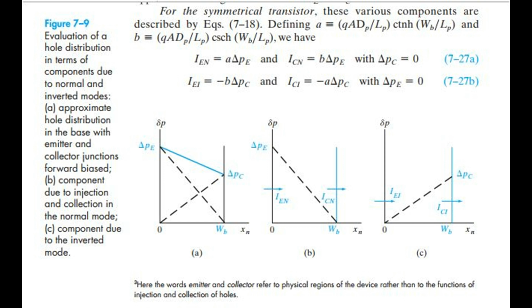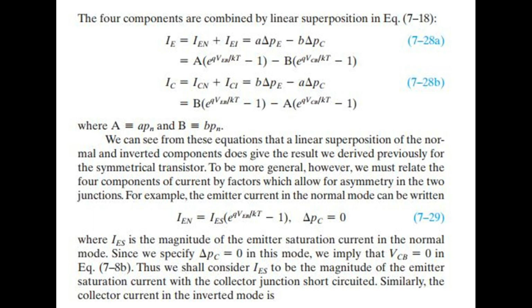A. Approximate whole distribution in the base with emitter and collector junctions forward biased. B. Component due to injection and collection in the normal mode. C. Component due to the inverted mode. The four components are combined by linear superposition in Eq. 7.18.